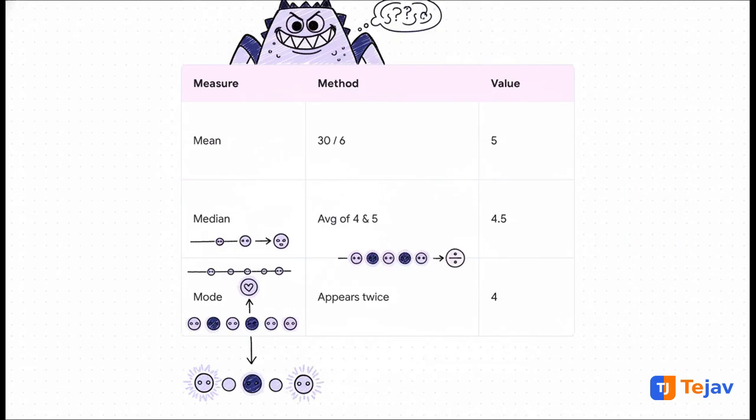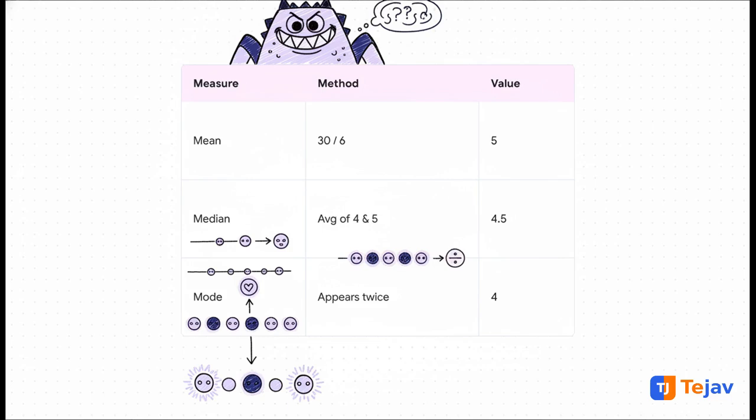Okay, let's take on the boss fight. We're going to extract the mean, median, and mode from the exact same data set to see how they compare. Our data is 2, 4, 4, 5, 7, and 8. First up, the mean. We add them all up to get 30, divide by our 6 observations, and get a mean of 5. Next, the median.